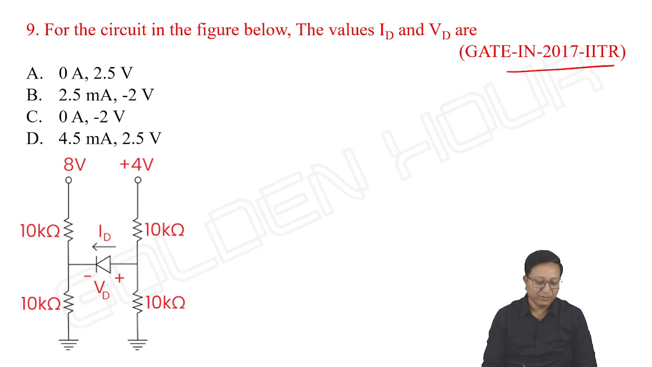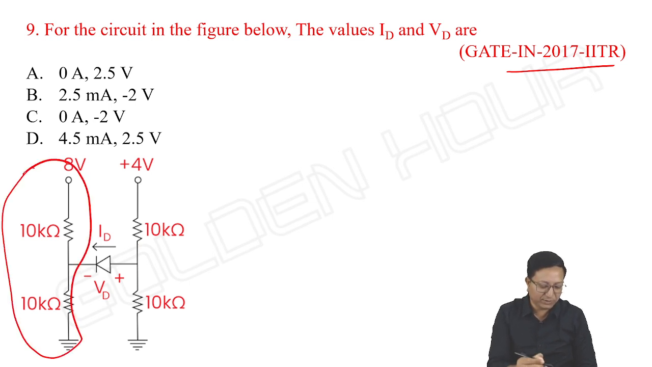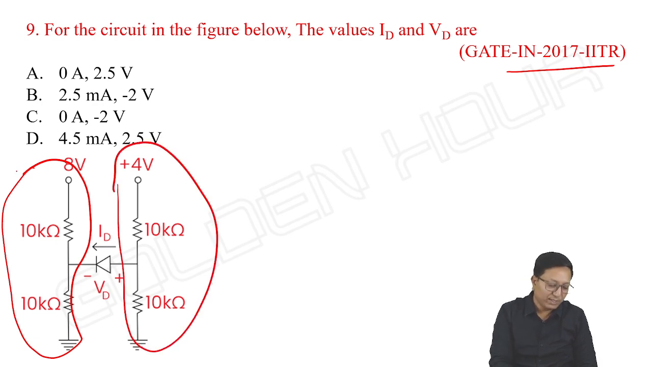First of all, if you look at this, it's not looking like some kind of balanced bridge. Two power supplies are there. So let us take the Thevenin's equivalent circuit for this combination as well as for this combination. Let me write it: Thevenin's 1 and Thevenin's 2.